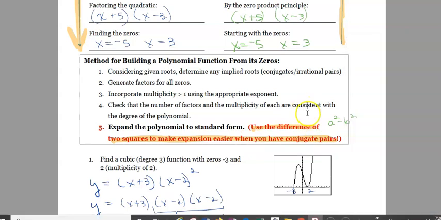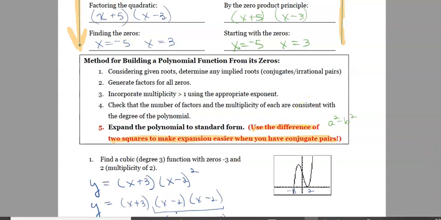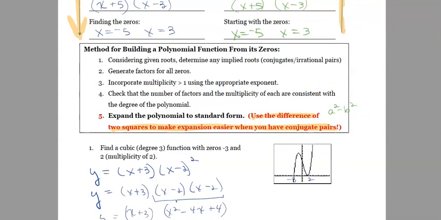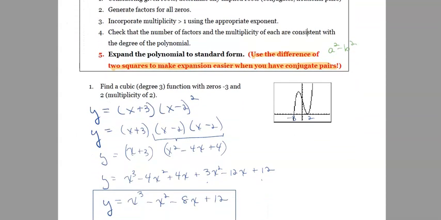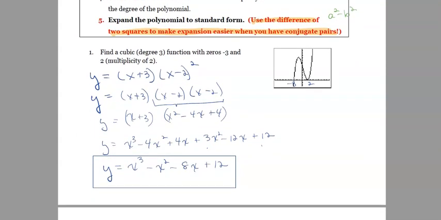Okay, so let's start off with something somewhat simple. So let's look at this. The first one says, find a cubic of degree 3, so therefore cubics are always degree 3, with zeros -3 and 2 with a multiplicity of 2. Okay, now in this case, I'm giving you the graph so that it will go along with your understanding. But in a testing environment, or even in a homework environment, you're not going to have the graph. Okay, so let's start building our polynomial.